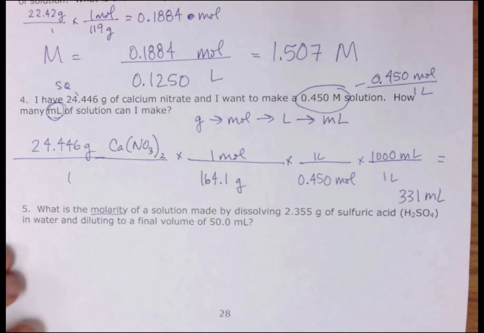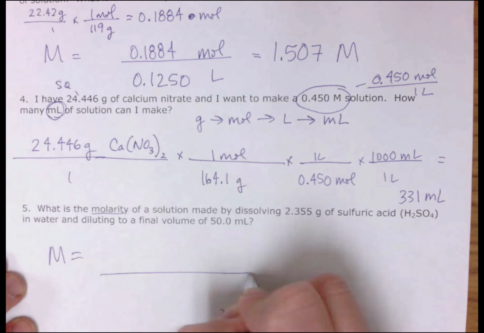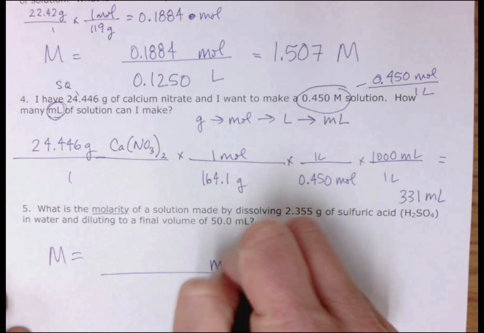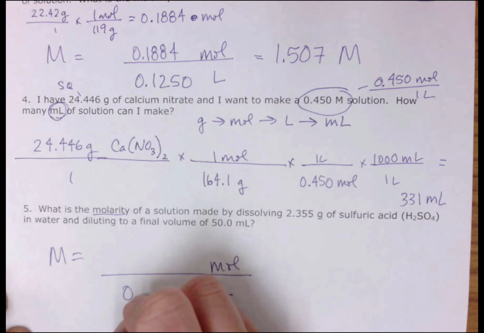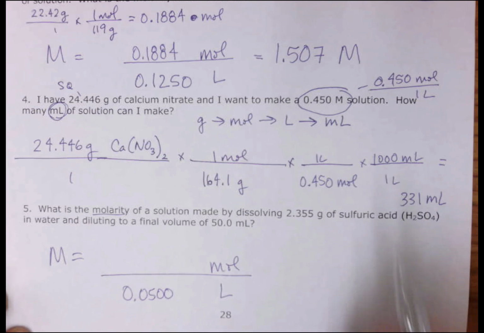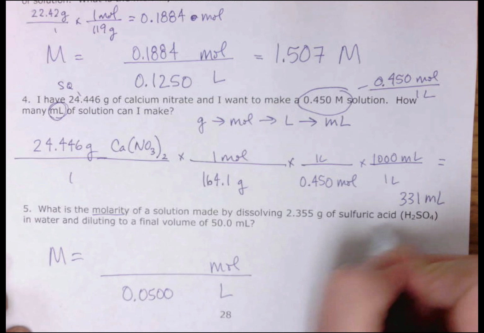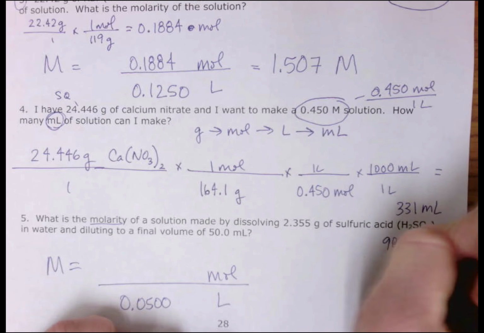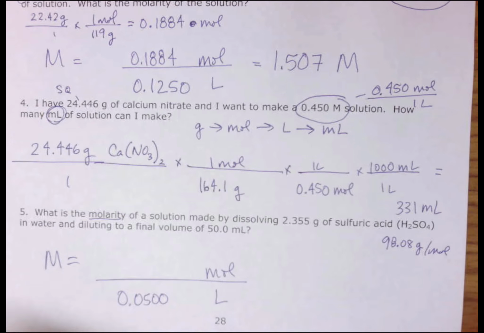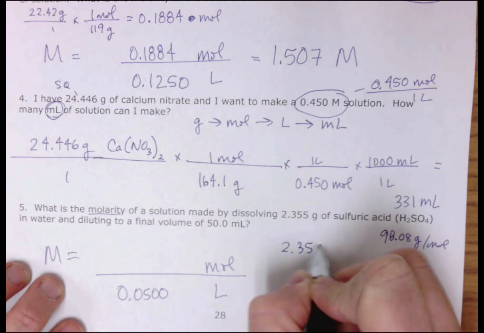And the last problem, again, asks for molarity. So when you're asked for molarity, just put that big M, moles over liters. So your liters, you're going to convert your milliliters to liters. So it's like that. You're going to have to figure out the molar mass of sulfuric acid. So 1.008 plus 1.008 plus 32.06 plus 16 times 4 gives you 98.08 grams per mole.